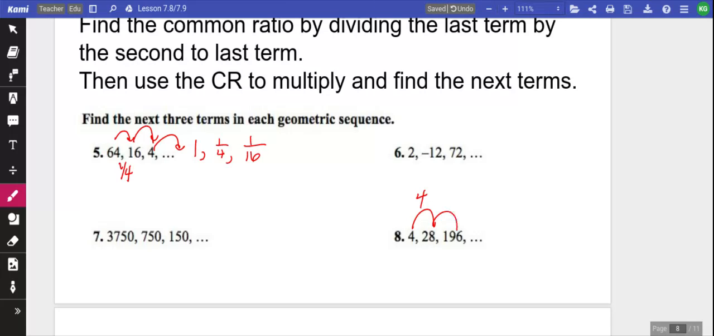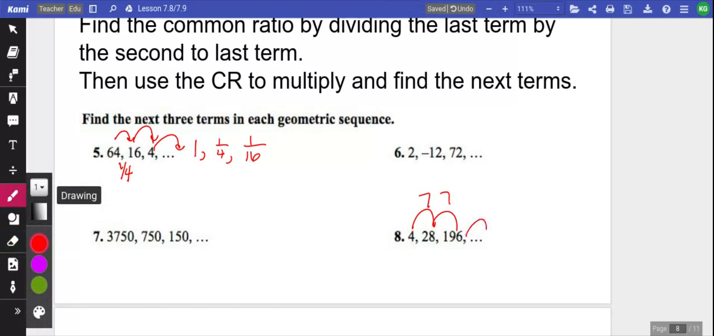This one I'm multiplying by 7 each time. And so I'm going to take 196 times 7, which is 1372, times that by 7, which is 9604, times that by 7, which is 67228.